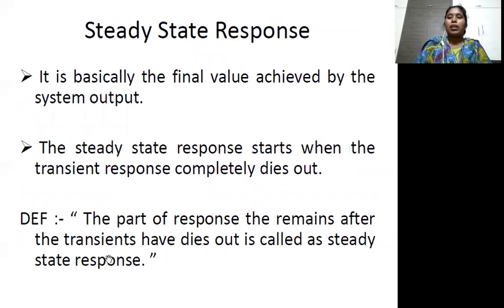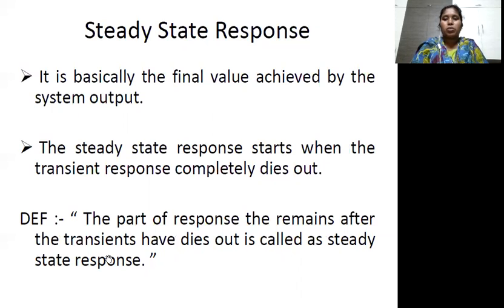And coming to the second one, that is the steady state response. So what is meant by steady state response? The steady state response is the final value which is achieved by the system output. That means previously I said I want to achieve 5 volts output. So that is my final value, right? So basically the final value achieved by the system output is nothing but the steady state response.